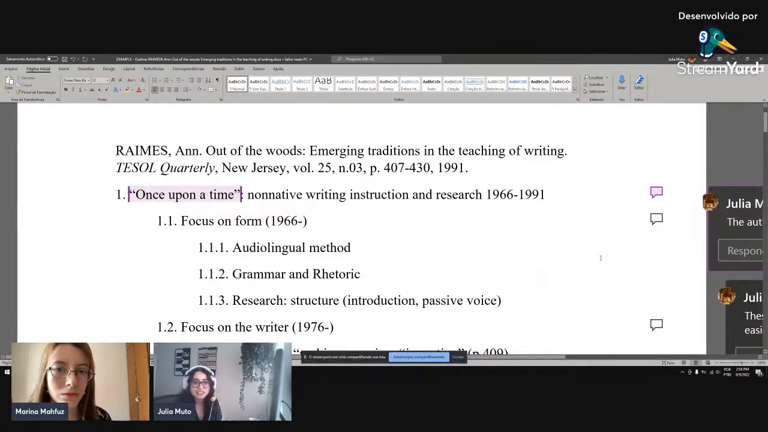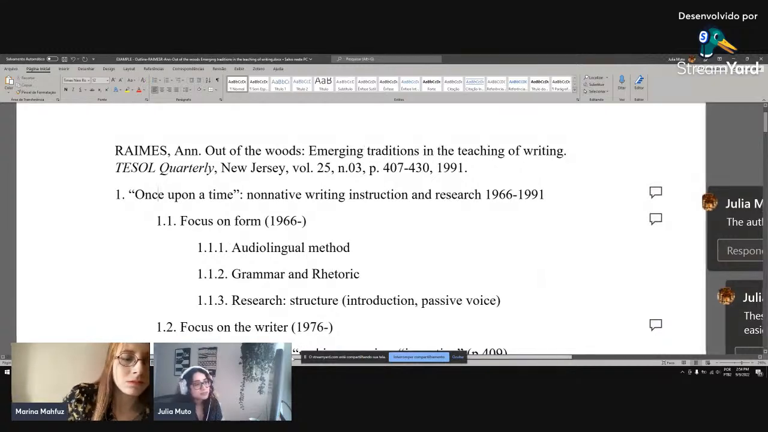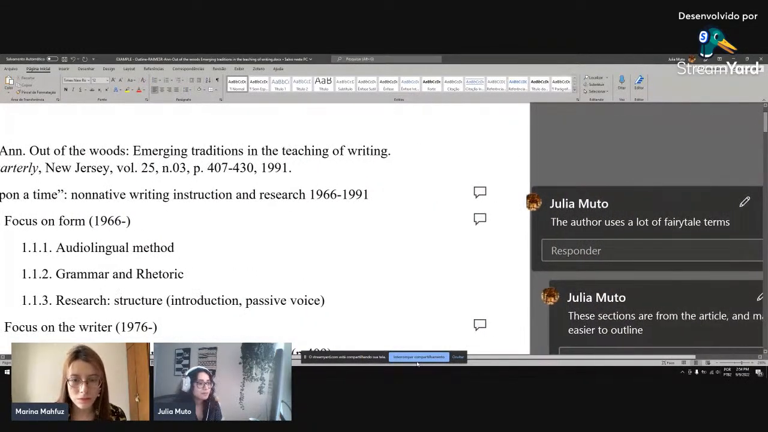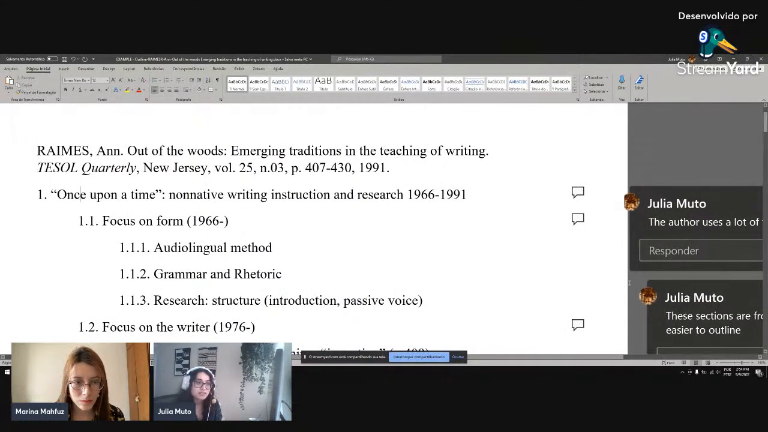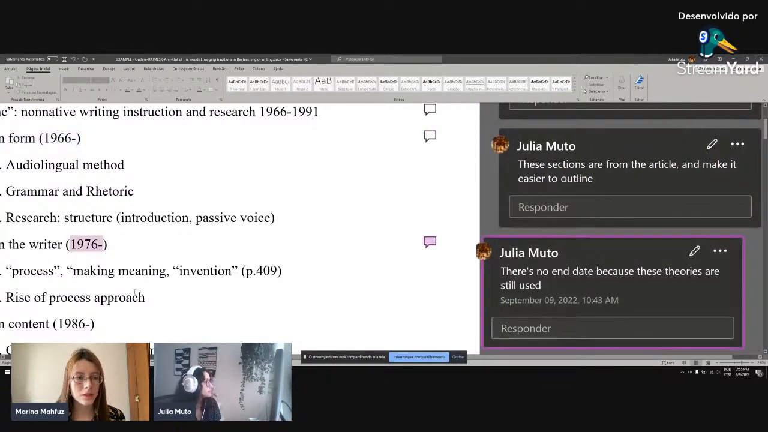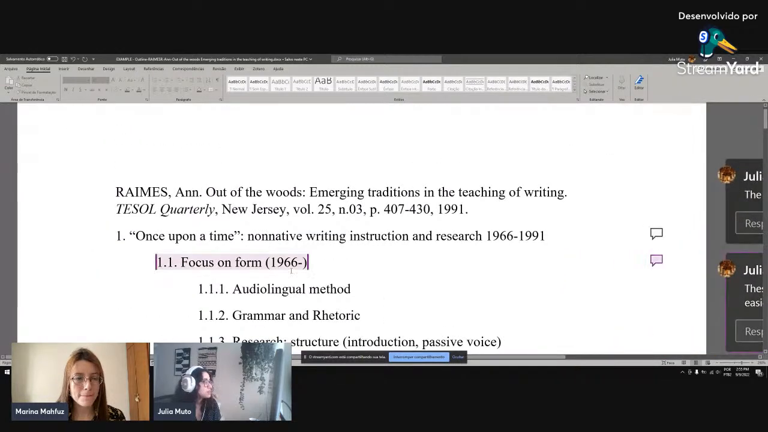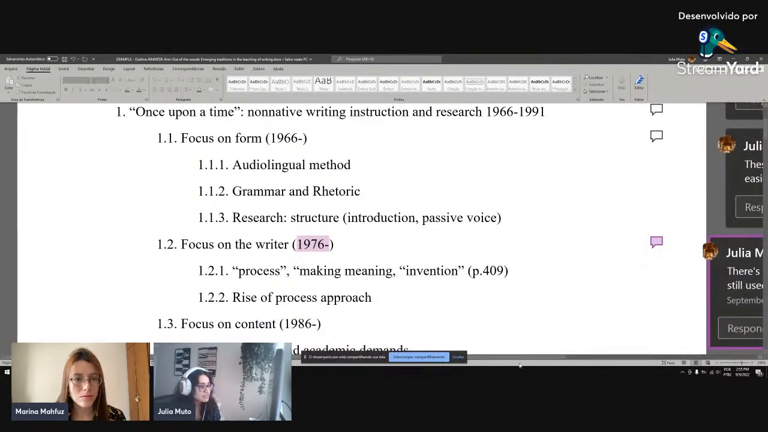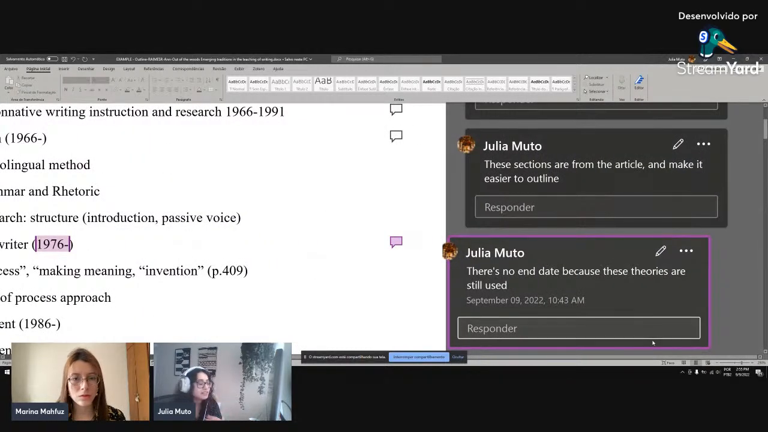So I wanted to bring attention to that because she does talk about once upon a time, all of these fairy tale terms. And I thought that was very nice. This is something I would perhaps consider when I was writing. You know, I may want to use a metaphor and keep using that metaphor throughout a text, right? This is just to show that the sections are from the article. They make it easier to outline. And this is something I hadn't commented before, but you can see it has a start date, but not an end date. And she does explain in the text that there is no end date because the theories are still used. Okay?